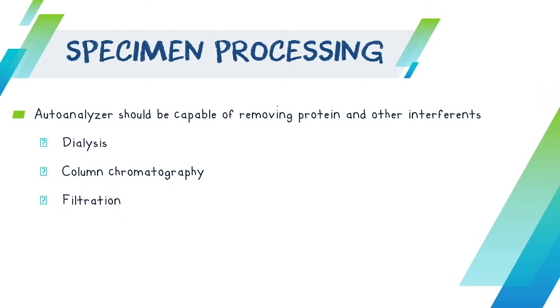Dialysis, the process of removing excess water, solutes, or toxins in our body. So it's like that thought in terms of removing your protein, your column chromatography, and then your filtration. Now, you might wonder why we need to remove protein during the processing, or other interference. Protein is a very common interferent.